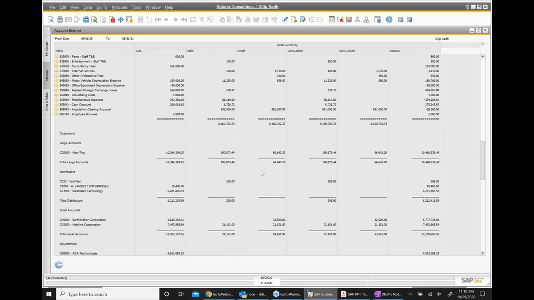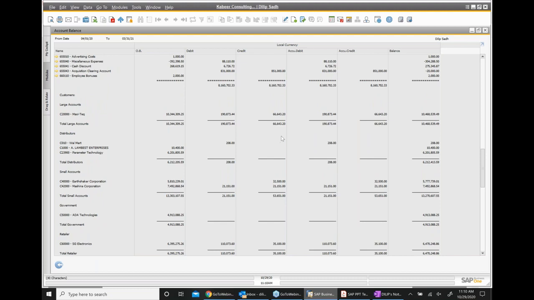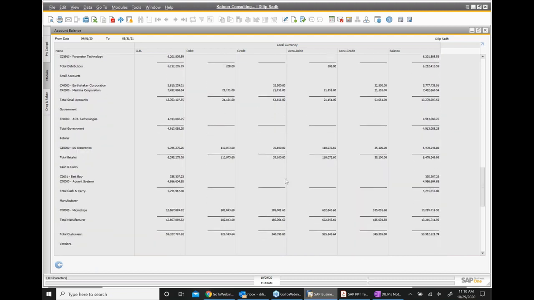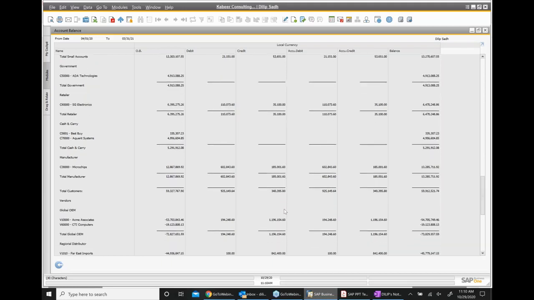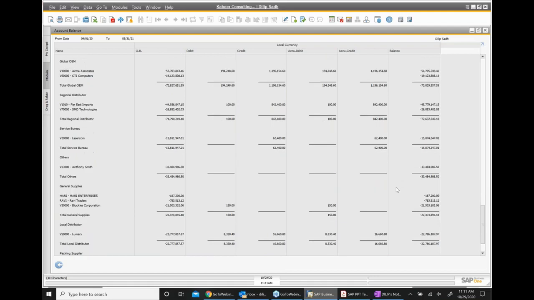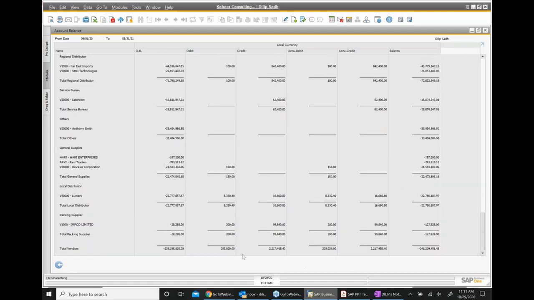Then these are all my different customers. These are all my total customers. In the customer also, my debit entry and my credit entry. And here we can get total vendors, total customers.